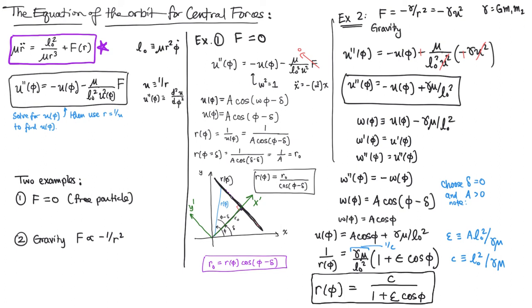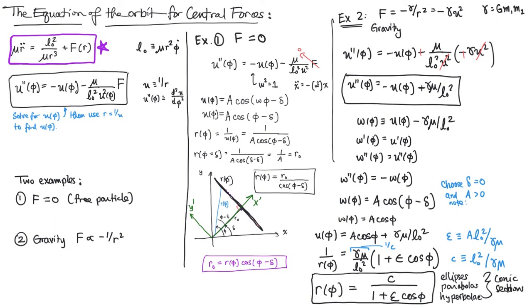And it turns out that this equation gives the Keplerian orbits for gravity, which could be ellipses or parabolas or hyperbolas. And in general, we call these conic sections.